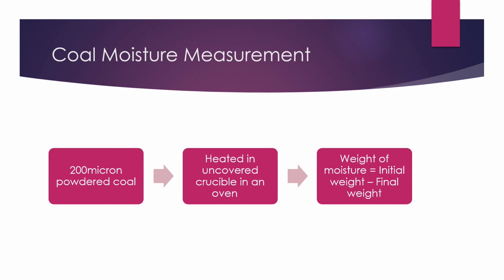Now let us discuss how moisture content of coal is calculated. Coal is crushed to get 200 micron sized coal. Then a sample of this powdered coal is taken in an uncovered crucible and heated in an oven to 108 plus or minus 2 degrees centigrade. Moisture content is calculated by subtracting the final weight of the coal sample from the initial weight of the coal sample.